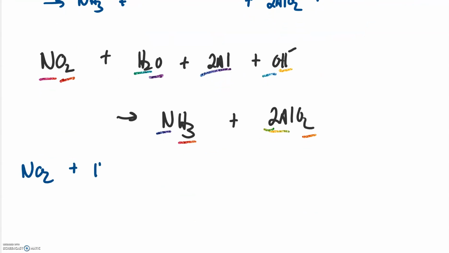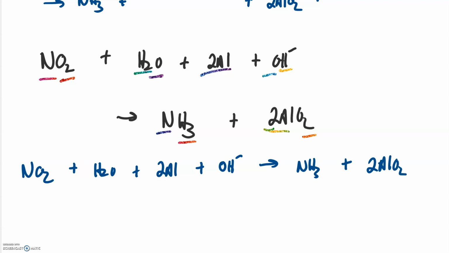Here then is our balanced equation. NO2 plus H2O plus 2Al plus OH minus yields NH3 and 2AlO2. You know you did this right under basic conditions if you have some additional hydroxide left over in solution.